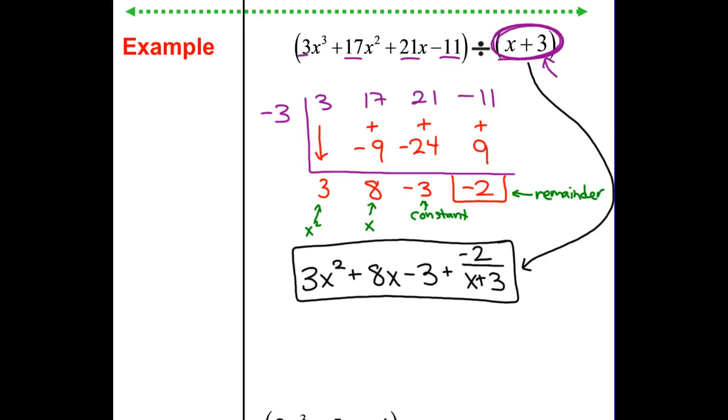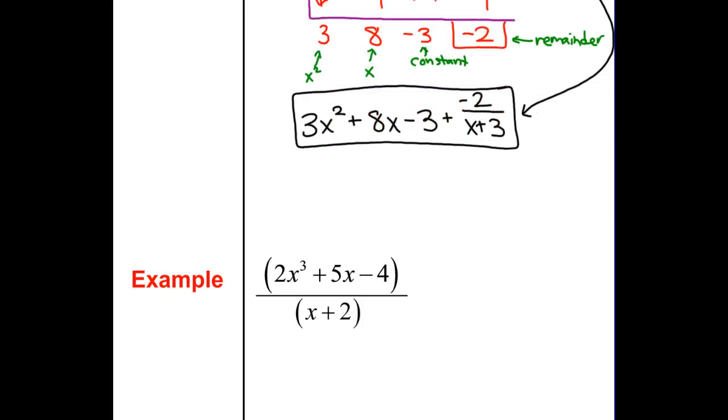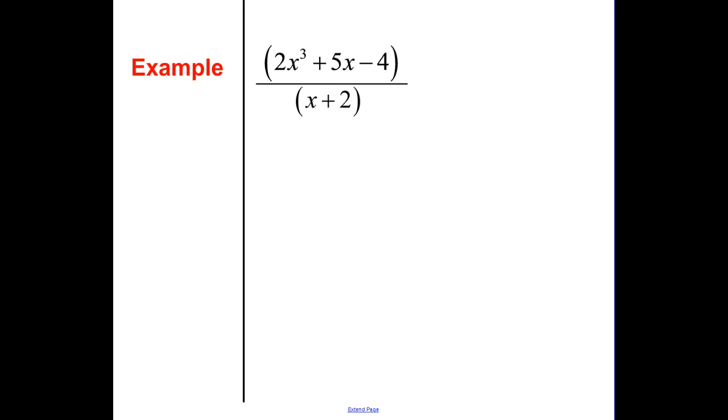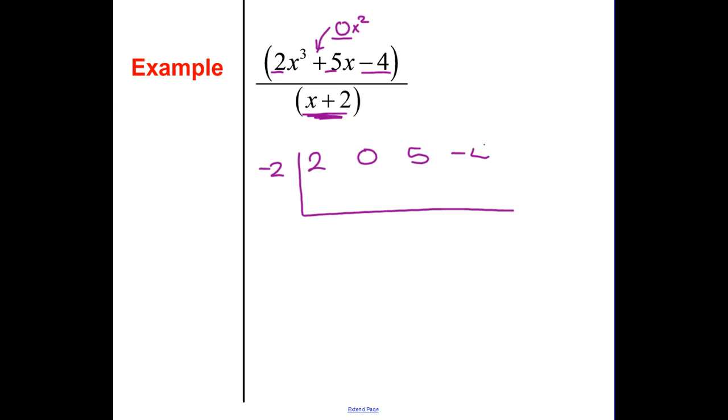I know that's a little tricky once you guys see it for the first time, but let's show you another example so you guys can see what I mean. All right, so again, start out, make our little box. What makes this bottom part 0? Negative 2. Are my numbers listed in order, the degree from biggest to smallest? Yep, but we are missing a piece, aren't we? We're missing the x squared. So we have 0 x squareds. So our coefficients are 2, 0, 5, negative 4.